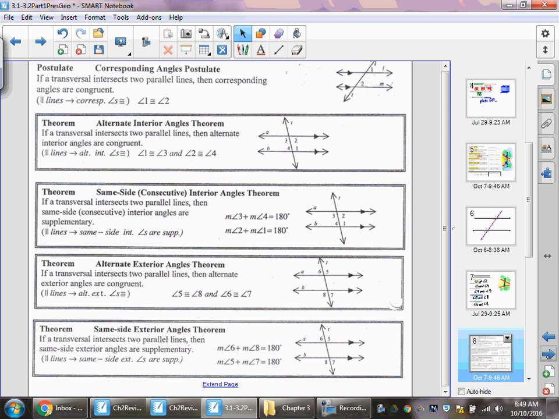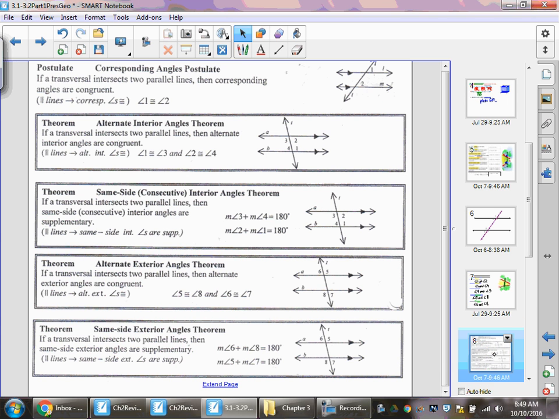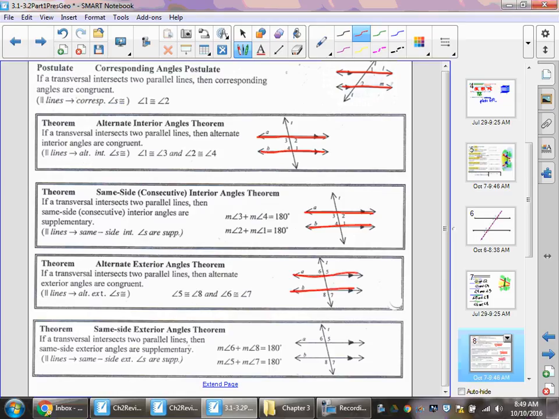Now, if these two lines are parallel, we can prove some theorems about those angles. So here, in all these examples, these are your two lines. And if these two lines are parallel, you can make assumptions about the angles. So here's your transversals.